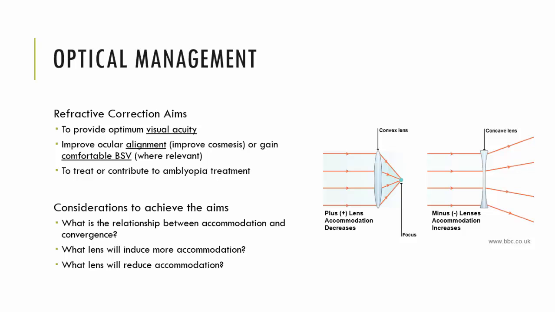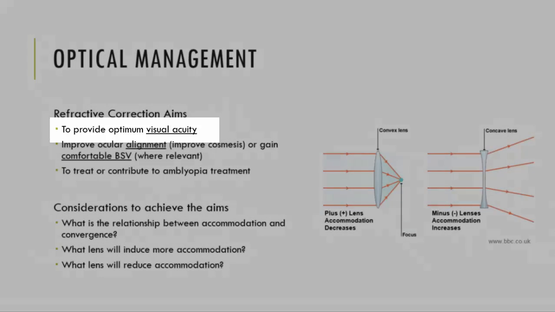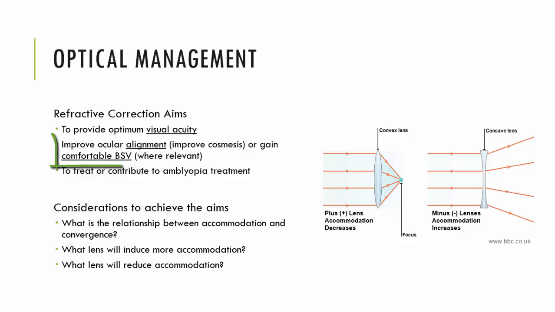Okay, when we prescribe glasses, we do so to provide optimum visual acuity. We also do this in order to improve the ocular alignment of patients who may have manifest strabismus. And for some of these patients, the prescribing of glasses can lead to not only a cosmetic outcome, i.e. the eyes looking straight, but also a functional outcome where the patient actually gains binocular single vision from the glasses.